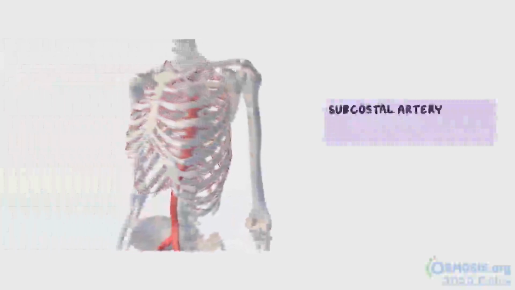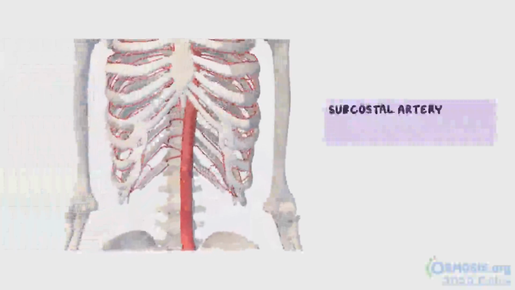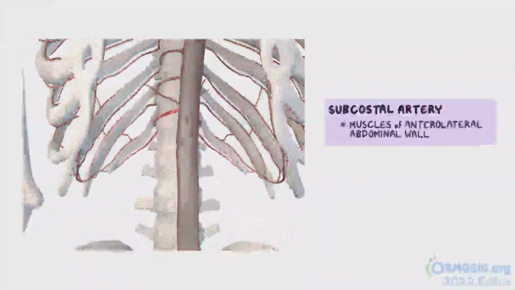There is also the subcostal artery, which is a branch of the thoracic aorta. It courses along the inferior border of the 12th rib and provides blood supply to muscles of the anterolateral abdominal wall.